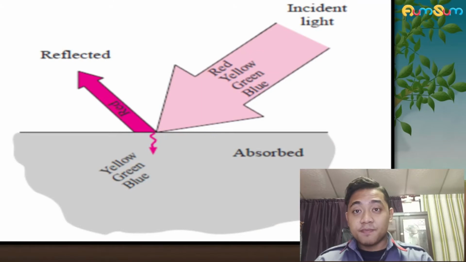As you can see, the figure shows a surface that reflects straight while absorbing the remaining parts of the incident light apparent to the eye.